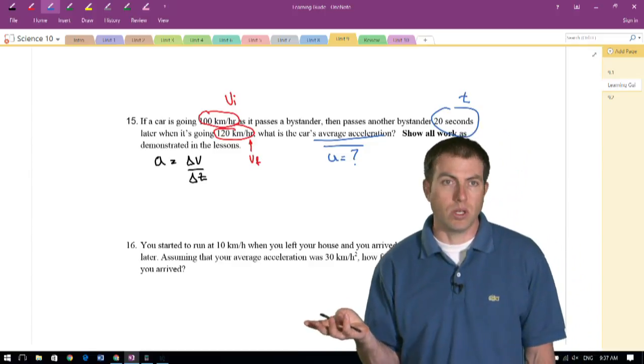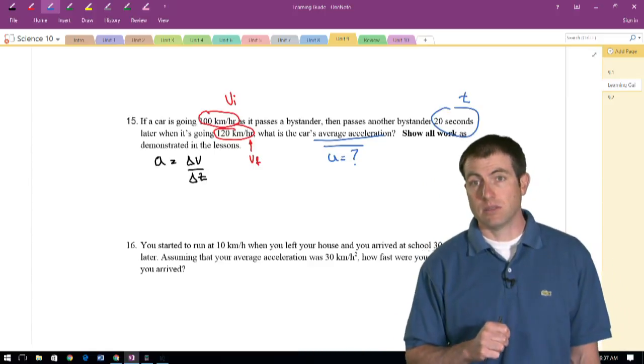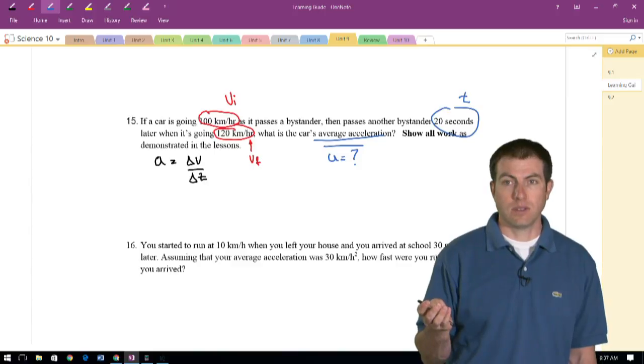Doesn't matter which one or which way you'd like to do it. Kyla, do you have any preference? I would probably, you don't have a preference?